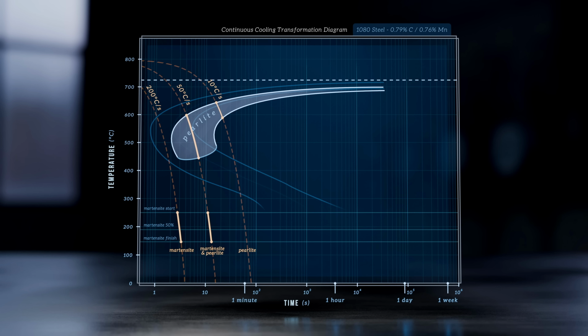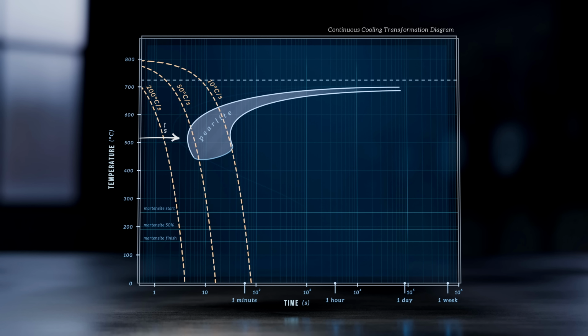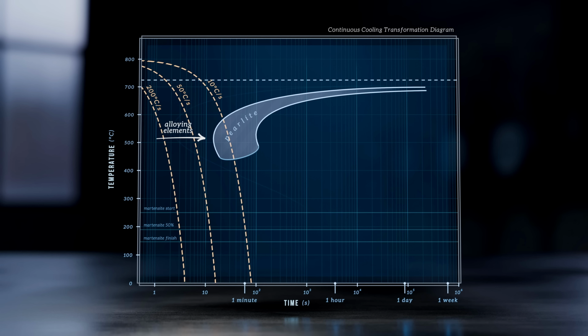The CCT diagram shows how difficult it can be to obtain martensite. Plain carbon steels often require very high cooling rates to miss the nose of the curve and end up in the martensite region, rates that aren't achievable in practice. This is one of the main reasons alloying elements like nickel and manganese are added to steel. They shift the CCT curves to the right, so that martensite can be obtained at slower cooling rates.